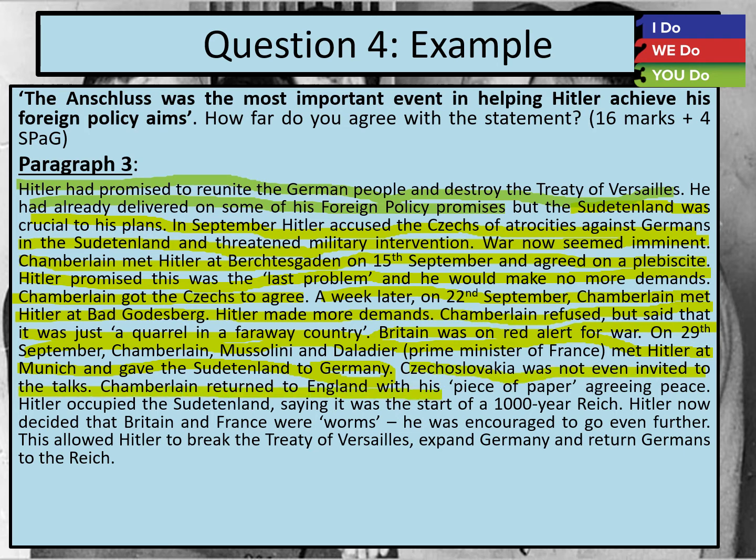Chamberlain returned to England with his piece of paper agreeing peace. Hitler occupied the Sudetenland, saying it was the start of a 1,000-year Reich. Hitler now decided, so we're going back to his aims here, that Britain and France were worms. He was encouraged to go even further. This allowed Hitler to break the Treaty of Versailles, expand Germany, and return Germans to the Reich.